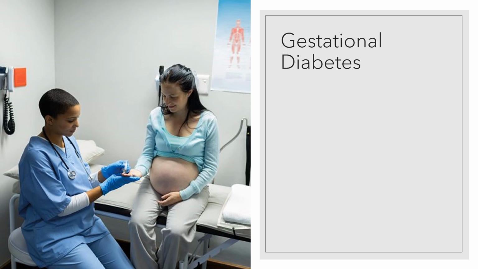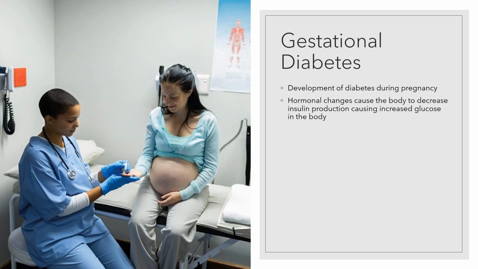Gestational diabetes is another common complication of pregnancy. It's the development of diabetes during pregnancy. Hormonal changes caused by pregnancy can make the body decrease insulin production, which will cause an increase of glucose in the body. Without insulin, the glucose cannot enter the cells and can build up in the system.